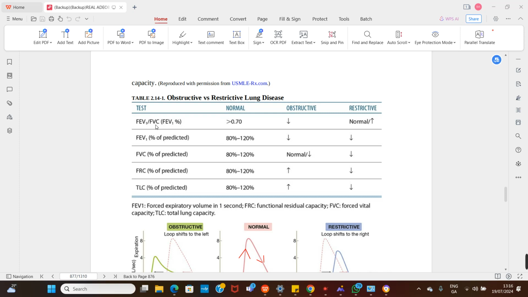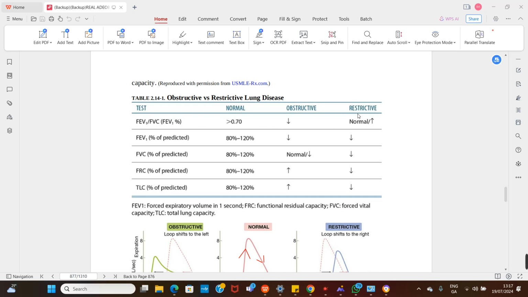Now, what are the changes you expect for the obstructive and restrictive disease? The FEV1 over FVC ratio is low in obstructive disease. A quick clincher for you is that in obstructive disease, the FEV1 is usually very, very low, because of course the problem in obstruction is that they cannot take out air during expiration. So the FEV1 is usually very, very low, even much lower than the FVC. So if FEV1, which is in the numerator, is very low, the ratio is going to be low.